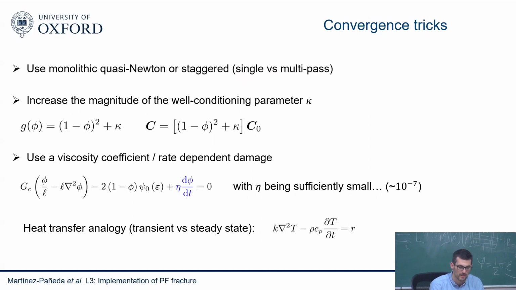Then the other thing is that you will see that in many papers, the degradation function is defined not only like this, but they add a small term here, that's sometimes called kappa or k. This kappa or k term basically is intended to make sure that when your phase field is equal to 1, when you have a fully cracked material, you don't lose completely the well conditioning of your system. So your stiffness matrix isn't completely 0. So this can be useful.